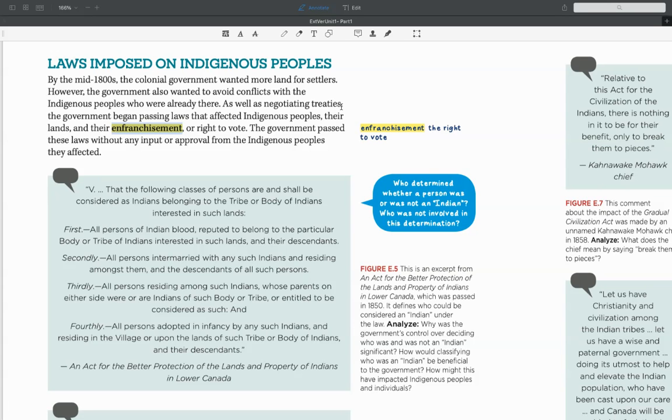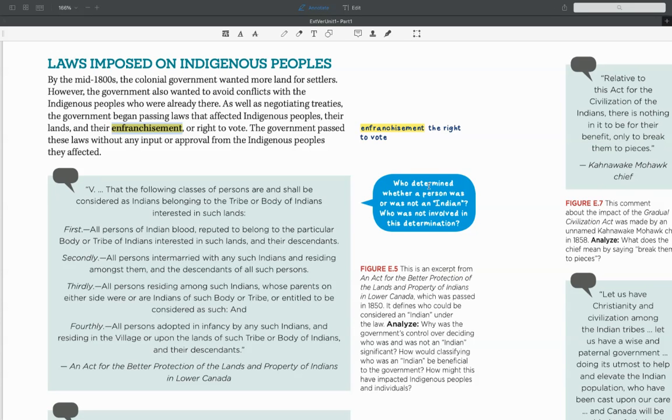As well as negotiating treaties, the government began passing laws that affected Indigenous peoples, their lands, and their enfranchisement or right to vote. The government passed these laws without any input or approval from the Indigenous peoples they affected. So they didn't even consult them. They came up with these laws and said, this is how it's going to be.